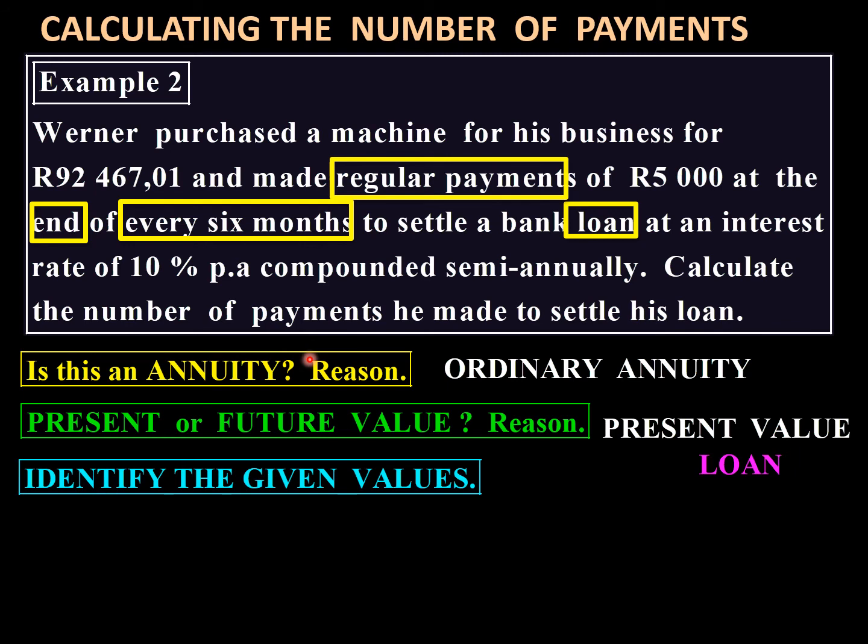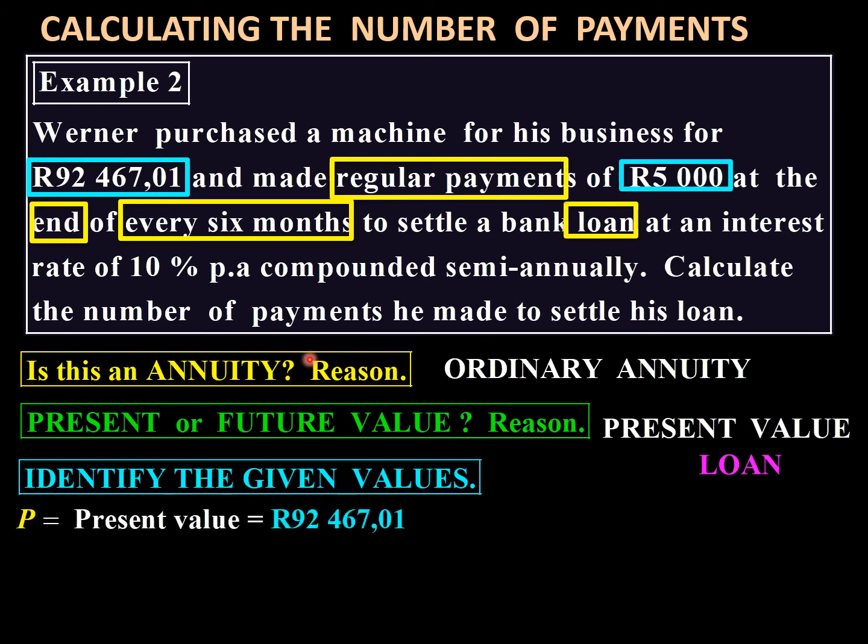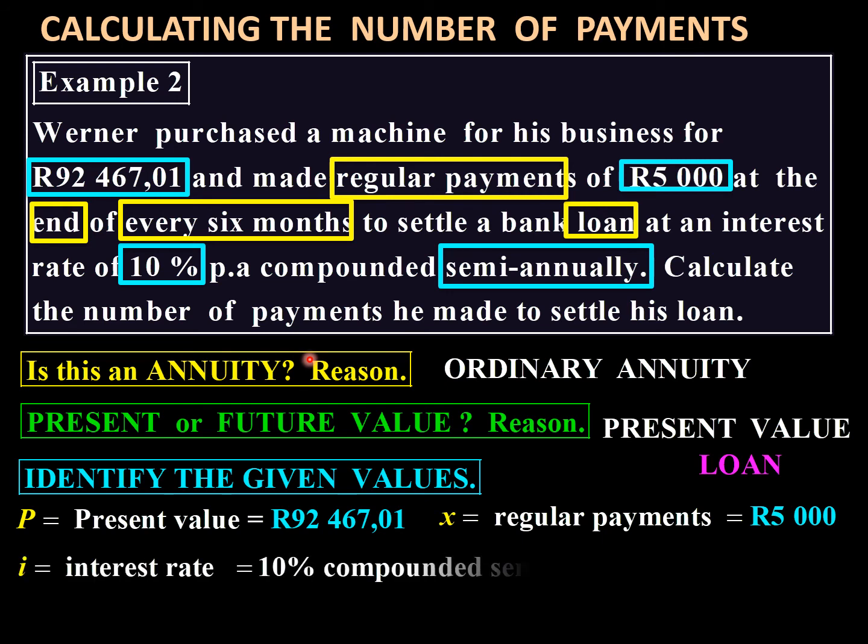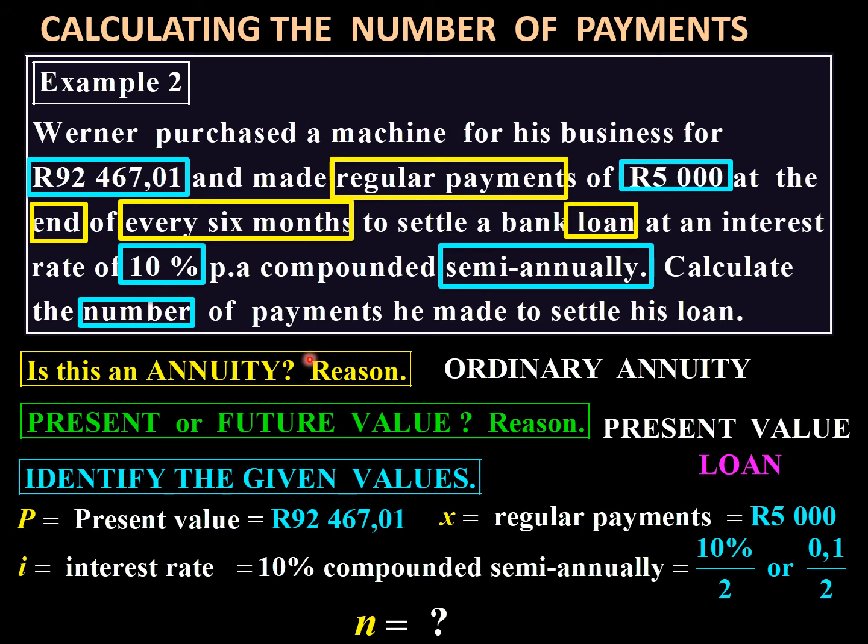Let's identify the given values there. We have 92,467 Rand and 1 cent. That is my present value. And then we have the 5,000. That's my regular payments. We have 10%, and it's semi-annually. Semi-annually means I have to take the 10% and divide it by 2. Then we have the number of payments that is missing. So n, that's the unknown portion there. Always make sure that you read and understand. Make sure that it is in fact a present value.